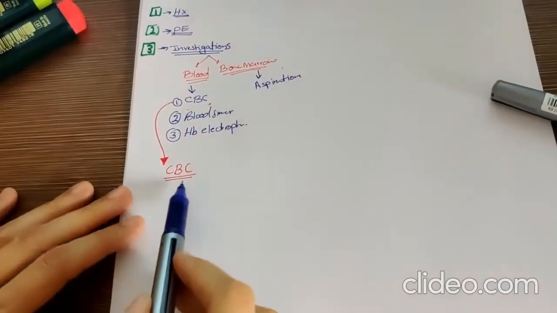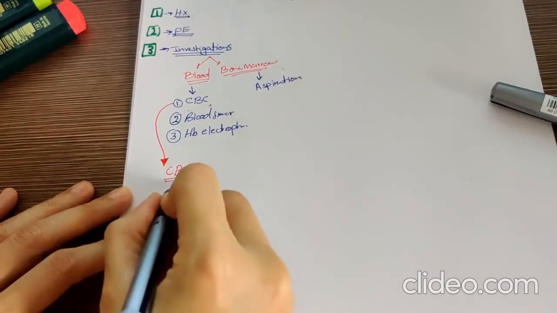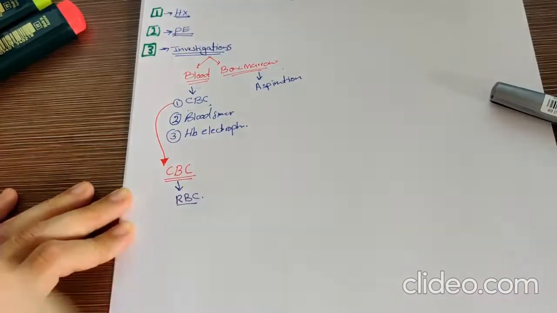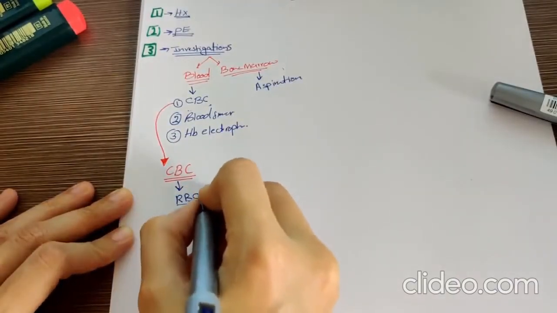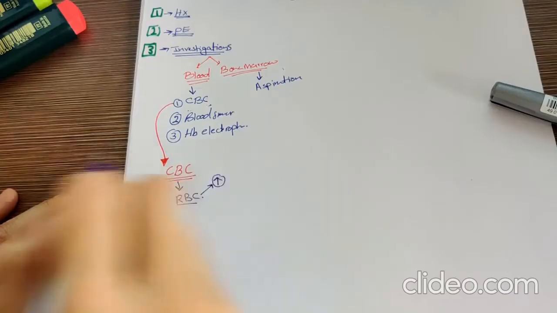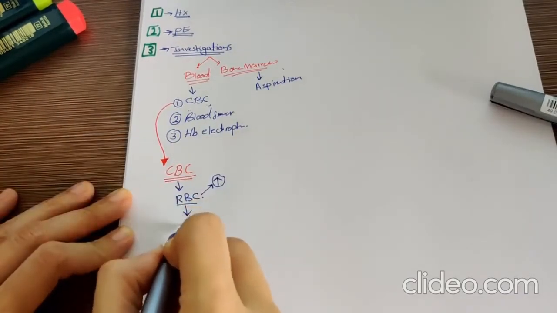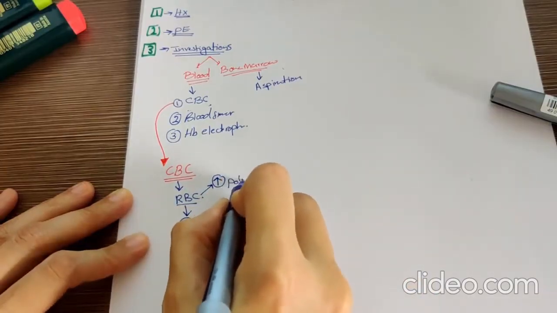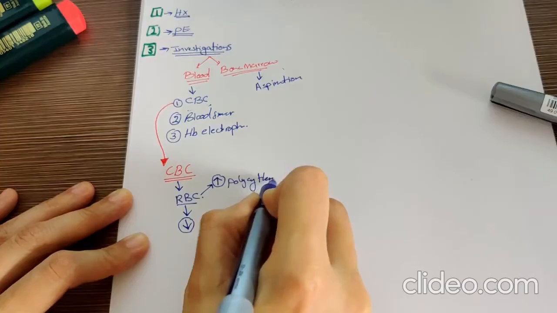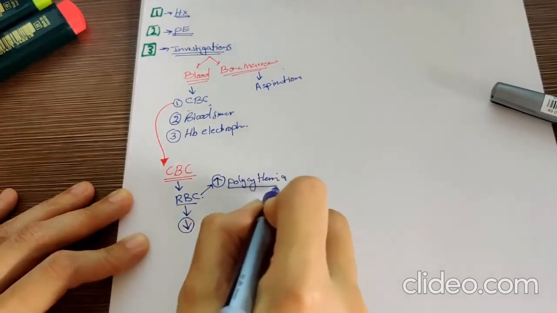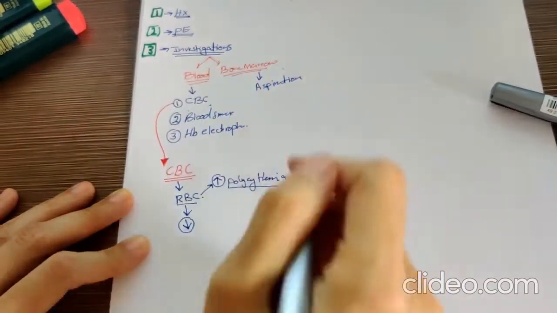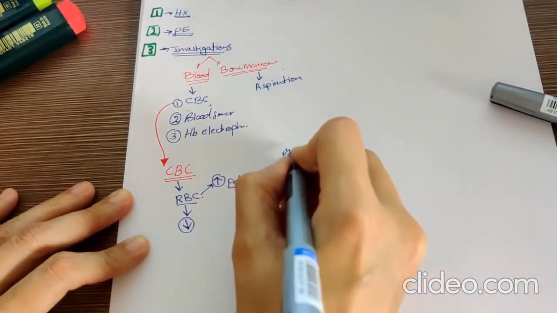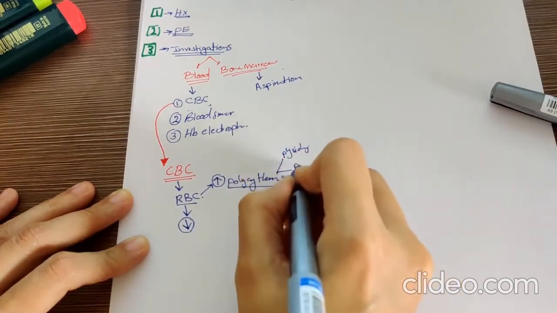Okay, in the CBC, first of all, you need to check the number of the RBCs. RBC number. It can be high and it can be low. If it is high, then it is polycythemia. Okay, what are the causes of polycythemia? It can be one of two: physiological or pathological.